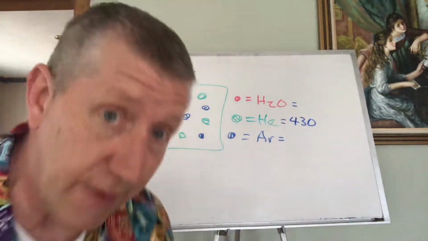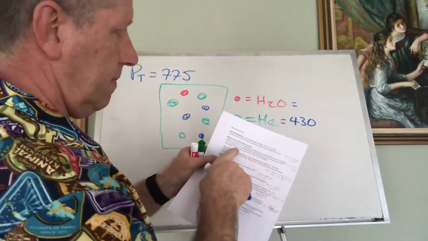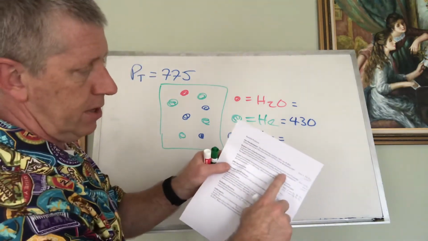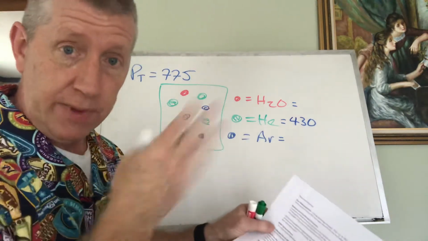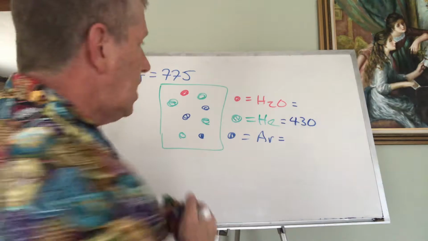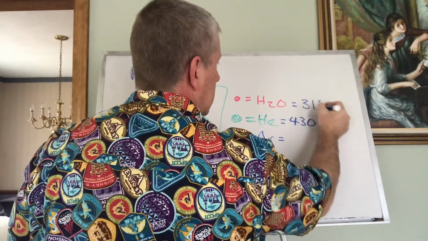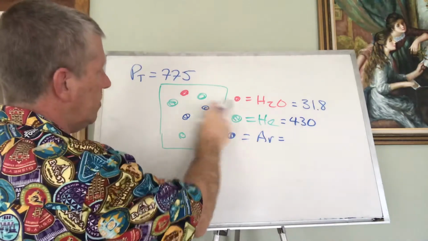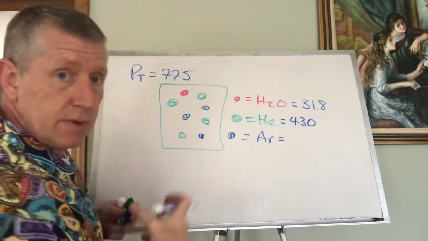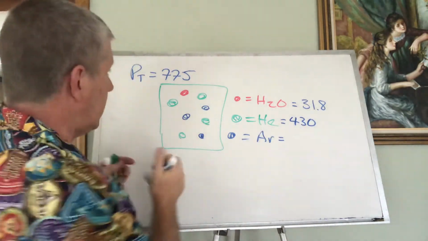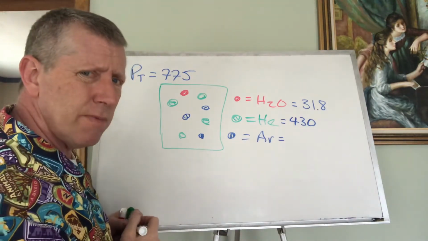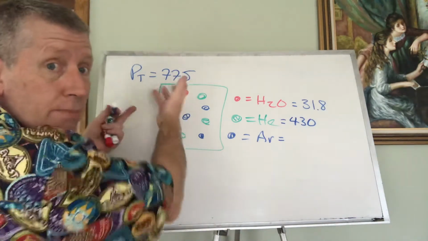I know that the water vapor is, oh look, vapor pressure of water at 30 degrees, and we're collecting at 30 degrees. That'd be hot. It'd be like Africa hot at the equator in the summertime hot. 31.8 millimeters of mercury. So that means the water vapor is contributing 31.8 millimeters of the total pressure. The helium is contributing 430 millimeters of the total pressure. So the argon, how much pressure would it be contributing to the total amount of pressure?